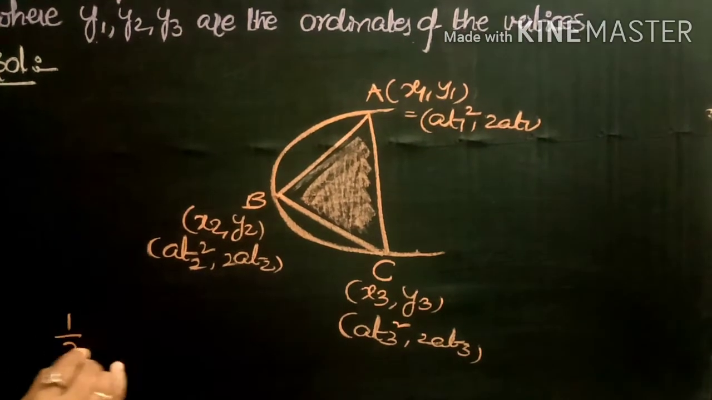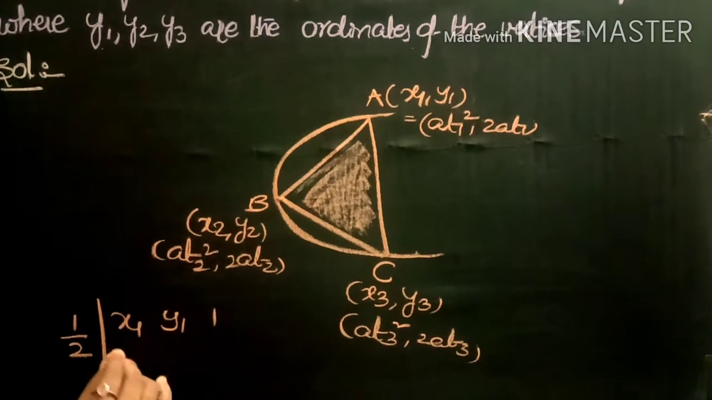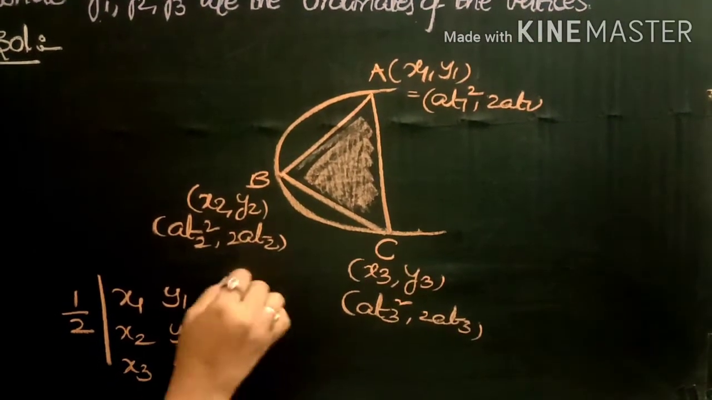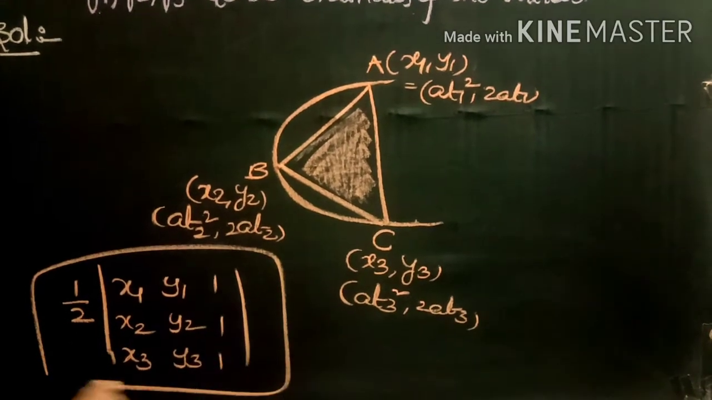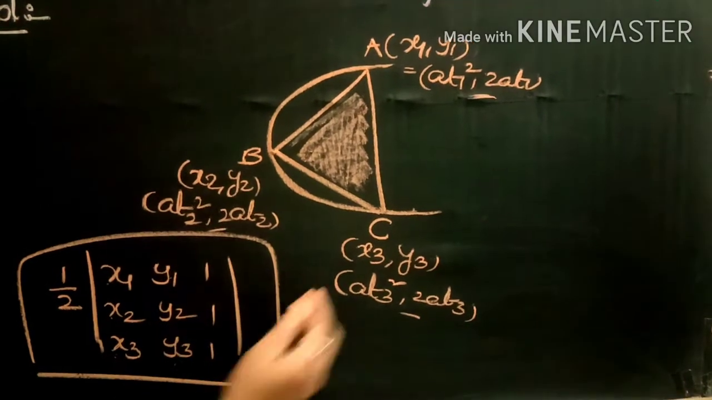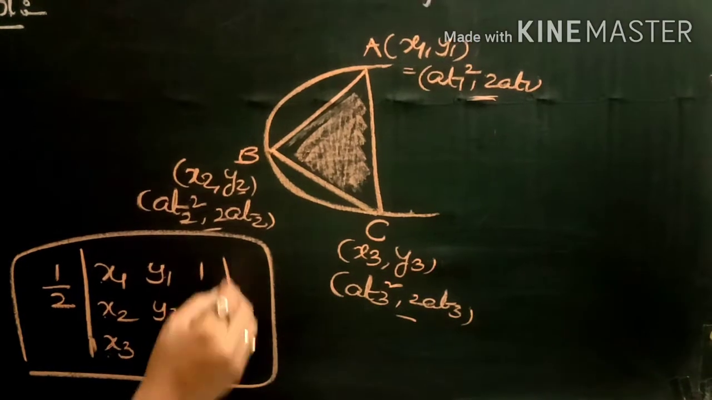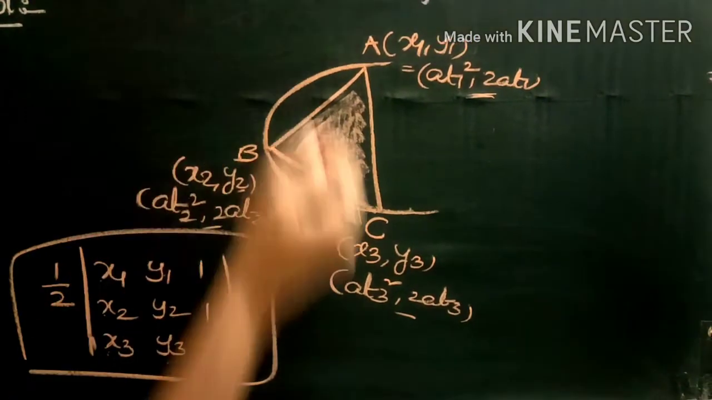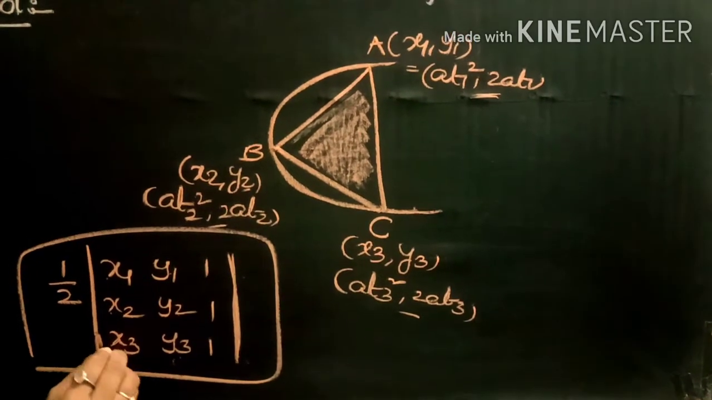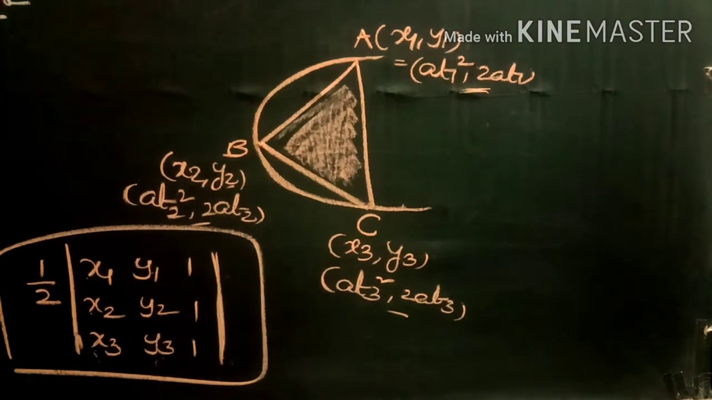Now we find the area by using the formula half mod of the determinant with rows x1 y1 1, x2 y2 1 and x3 y3 1. This is the formula to find the area of the triangle. So in place of x1 y1, x2 y2, x3 y3 we substitute these 3 points. After taking the determinant of this expression, applying elementary row operations, we will get the required answer. That is the procedure.